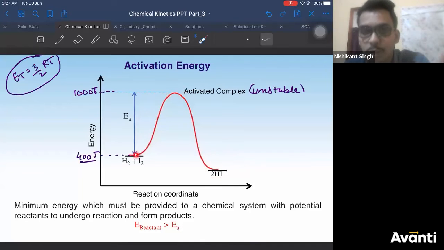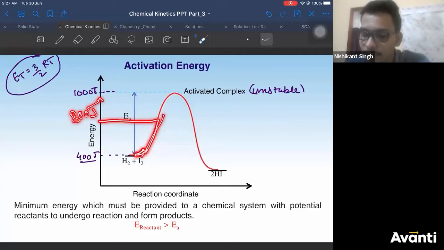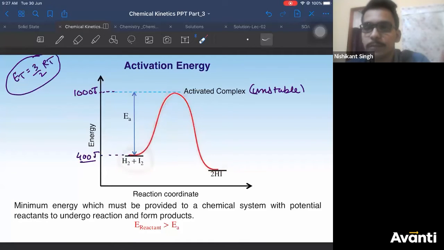If a reactant molecule starts from here and absorbs energy and reaches somewhere around 800 joule, then it cannot get converted into product. It will fall back, right? If the reactant molecules absorb some energy and reach the value of 1000 joule, then it can get converted into product, right? So now, how much energy does it have? 400 joule. How much energy does it require to convert into product?